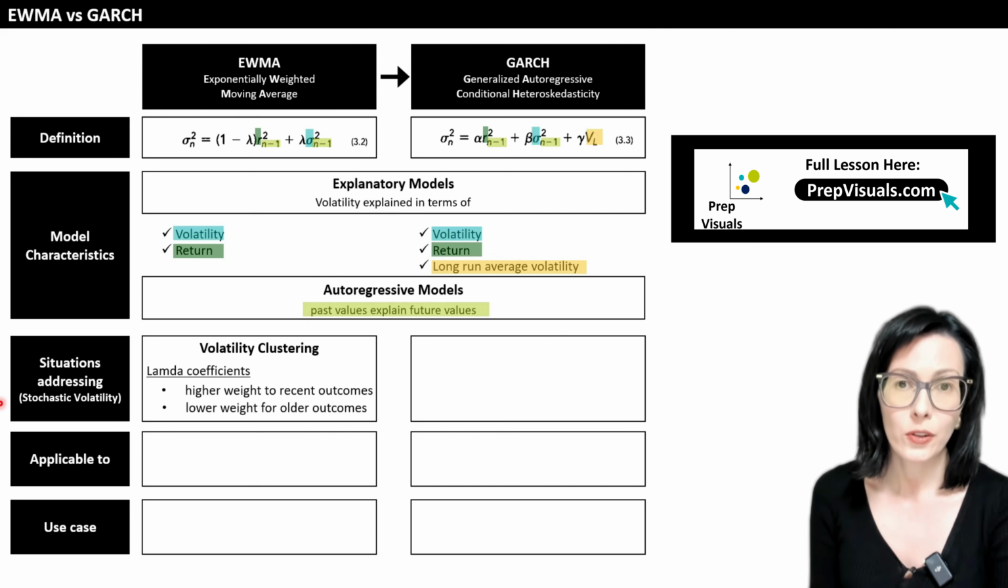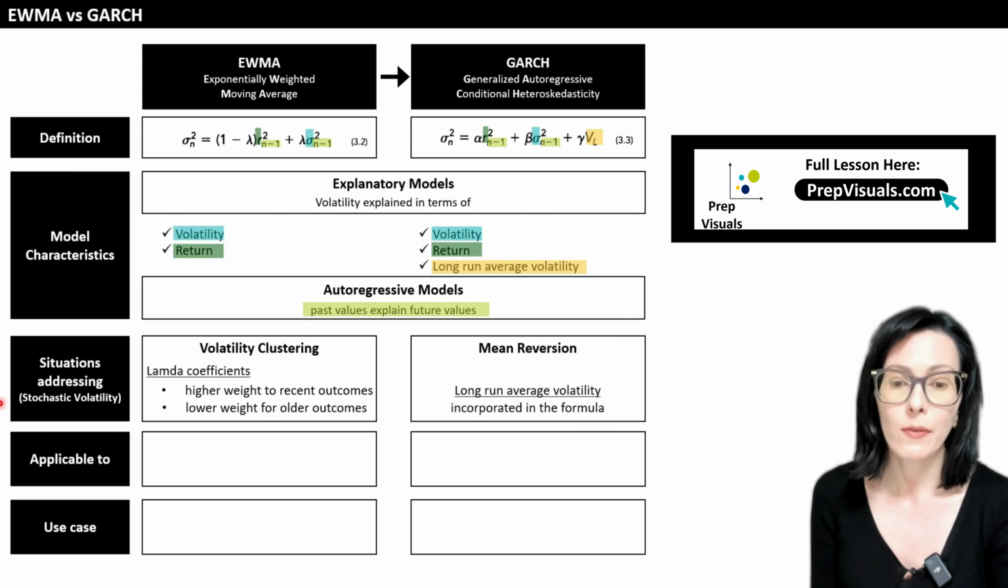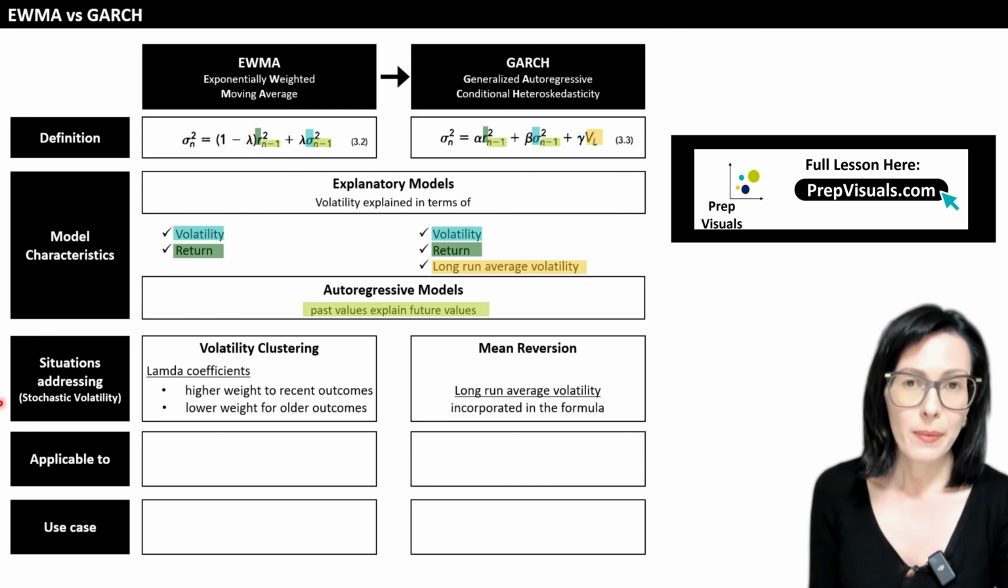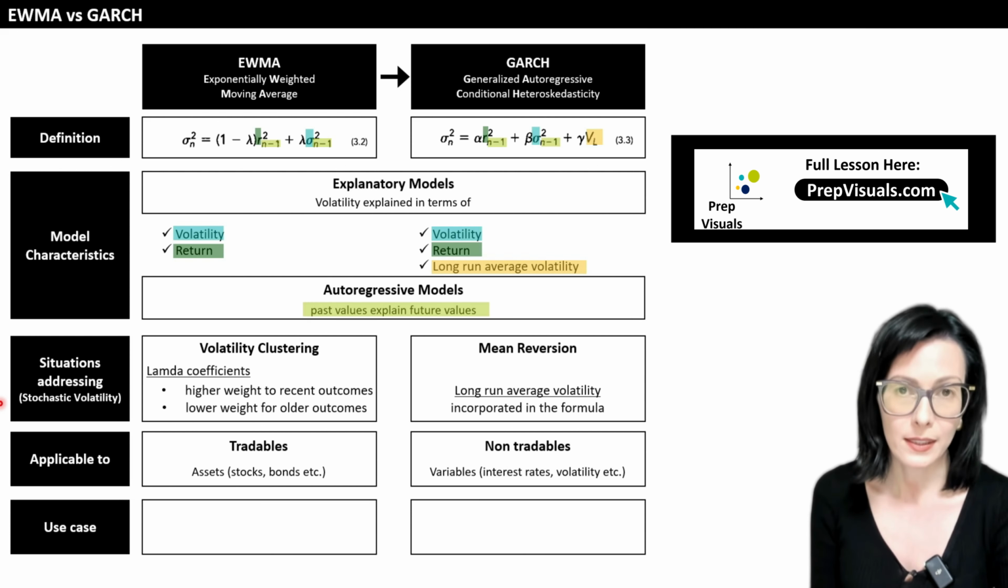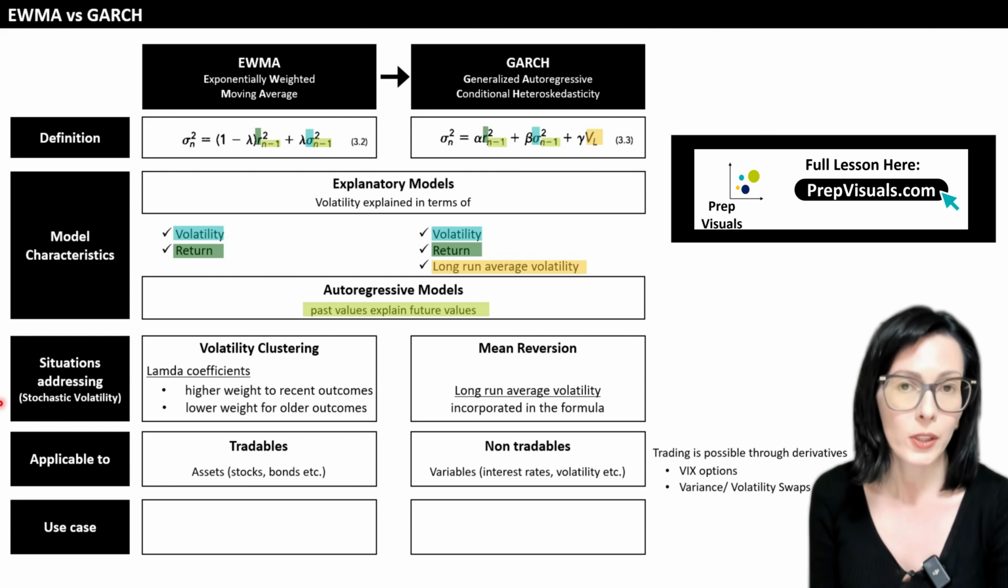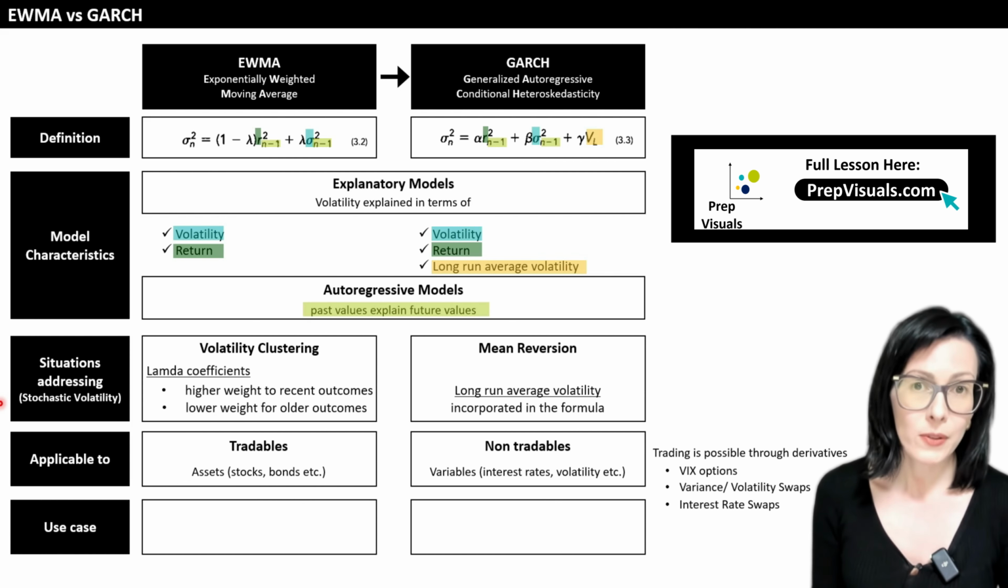And when it comes to the GARCH model, the tricky situation it is trying to assess is mean reversion, and this is because, as you can see in the formula above, there is the long-run average volatility incorporated in the formula. Now, this may be more of a generalization, but volatility clustering has been observed to be present in tradable assets like stocks and bonds, while mean reversion has been mostly observed in non-tradables, which are basically variables like interest rates or volatility. What I mean by non-tradables is that these assets can be traded, but the trading is possible only through some sort of derivatives like VIX options, variance or volatility swaps, or even interest rate swaps. So even though these can be traded through derivatives, there is no direct trading mechanism when it comes to things like interest rates or volatility.